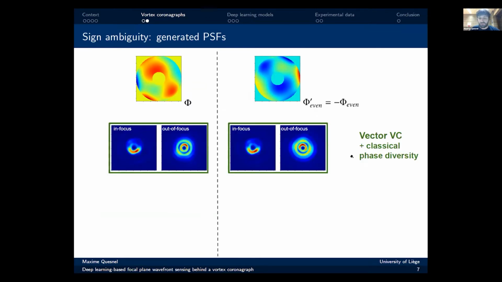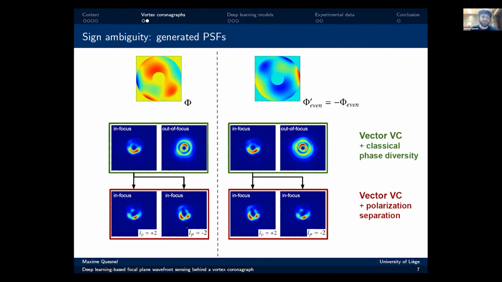As I said before, if you use a classical phase diversity with an additional defocus, we would get a different signature, which could maybe help lift the sign ambiguity. But here, what we propose is to either split the polarization states and get two in-focus PSFs. And in this case, you can see that we won't have any ambiguity because we won't have the same PSF for each polarization state. In fact, the signature is even switched between each polarization state. And so this is using a vector vortex coronagraph with splitting the polarization.